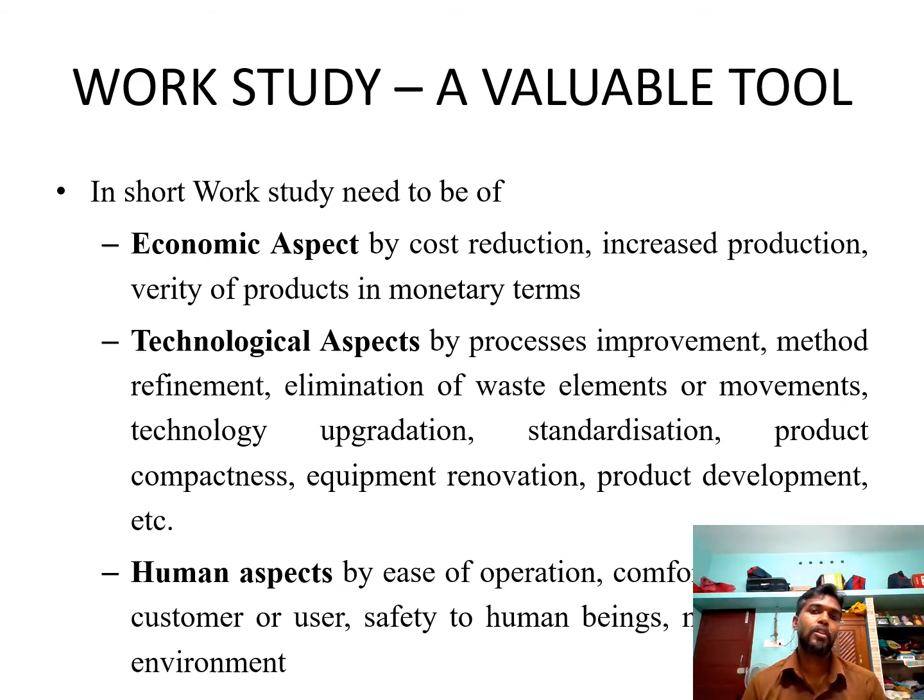Economic aspects: cost reduction, increased production, variety of products in monetary terms. Technological aspects: process improvement, method refinement, eliminating waste elements or movements, technology upgradation, standardization, product compactness, equipment renovation, product development, etc. And if you focus on human aspects: ease of operation, comfort to producer, customer or user, safety to human beings, machinery and environment.